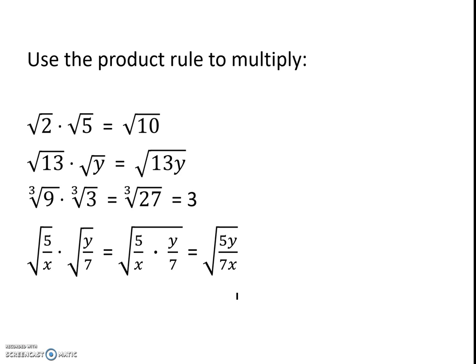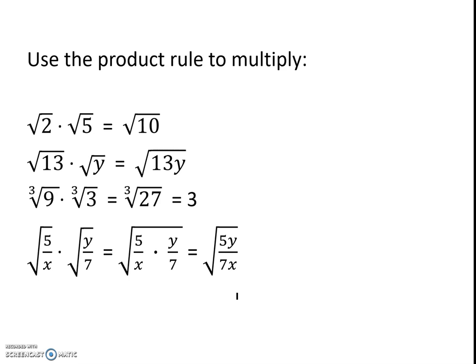Then we have the cube root of 9 times the cube root of 3, which is the cube root of 27 since we took 9 times 3. However, 3 times 3 times 3 is 27. So our cube root reduces to just 3.